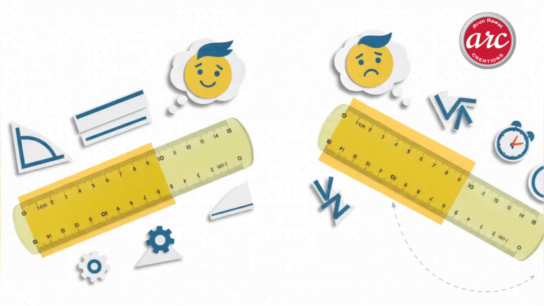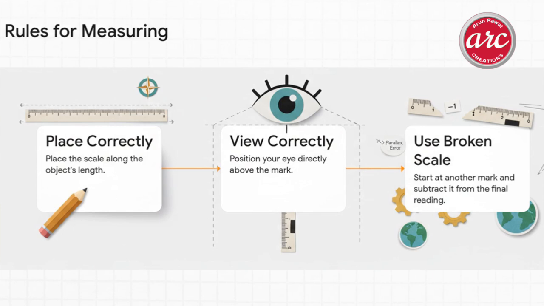Just having the right tool isn't enough. You've got to use it the right way. I mean, look at this. If you put your ruler down at an angle, like you see on the right, well, you're going to get the wrong answer every single time. So to be accurate, there are basically 3 simple rules to follow.